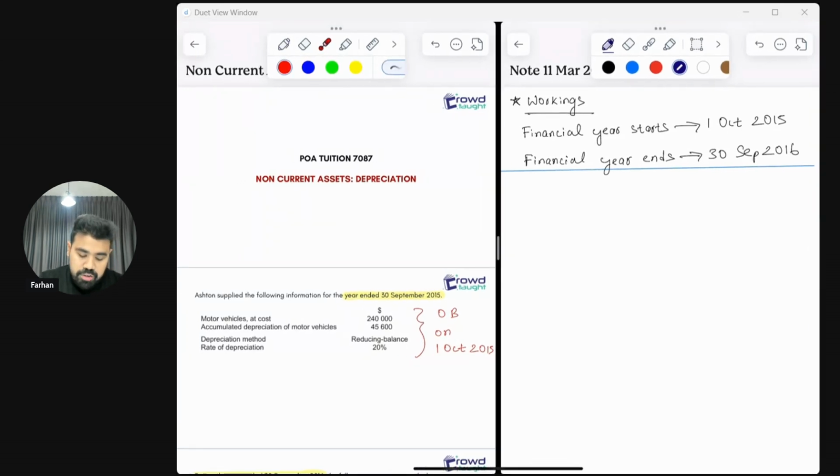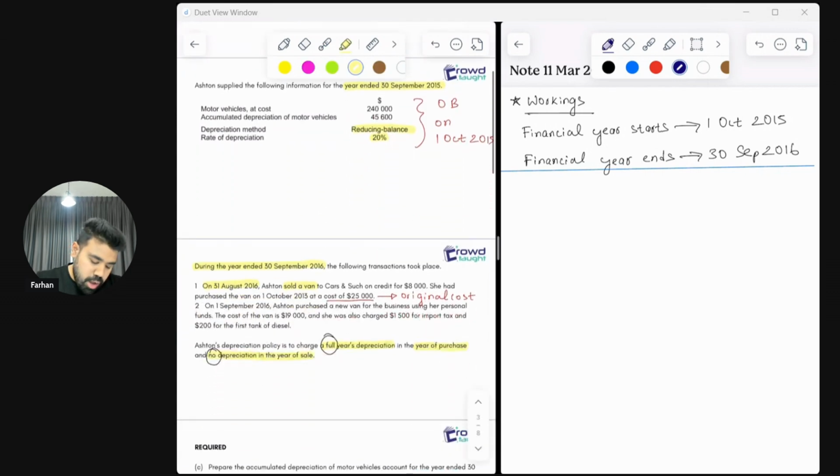Ashton supplied the following information for the year ended 30 September 2015. So at 30 September 2015, we are given the motor vehicles at cost of $240,000 and we are given the accumulated depreciation of motor vehicles of $45,600. Now, both of these balances, which are at 30 September 2015, can be the opening balances on 1 October 2015, which is basically the new financial year.